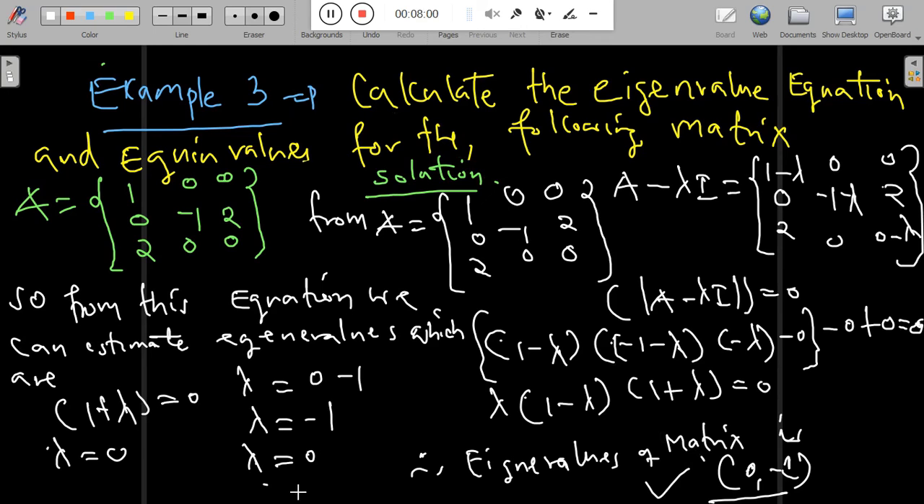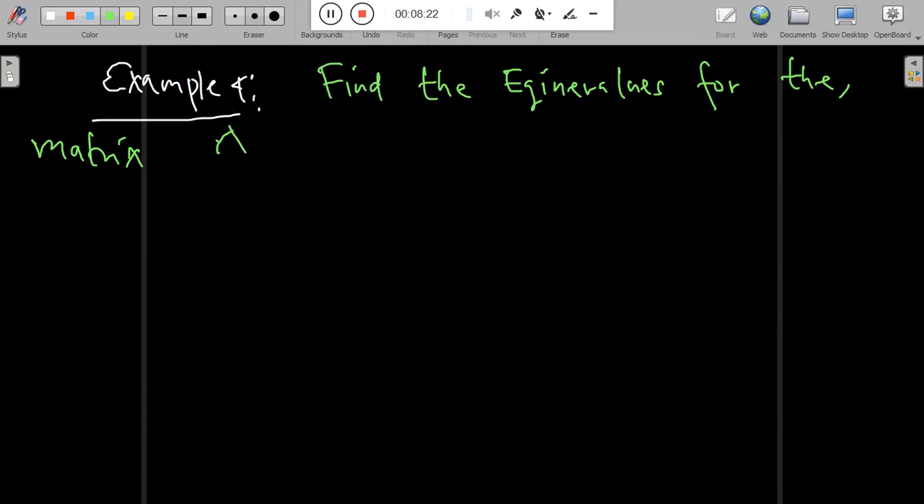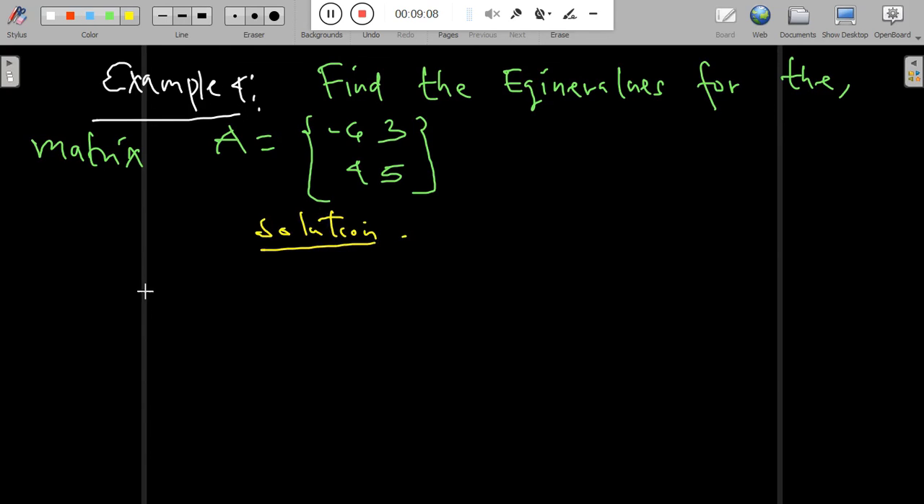Yes, for more understanding, let's look at the last example. For example, find the eigenvalues for the following matrix. Suppose you have the matrix A, that is 6, 4, 3, and 5. Solution. So for matrix A, that is A, which is equal to negative 6, 4, 3, and 5.